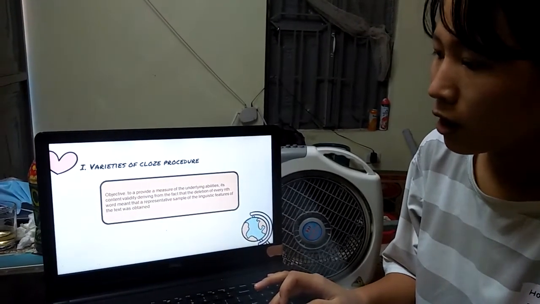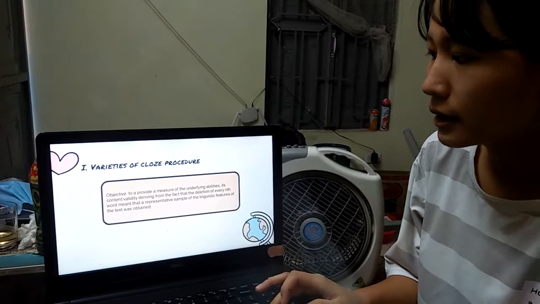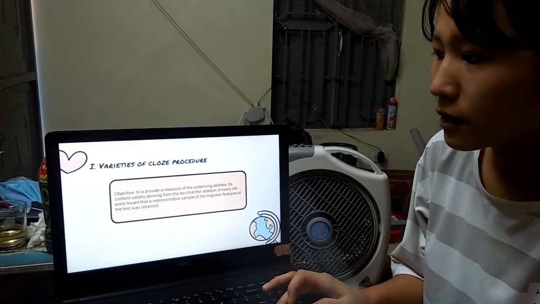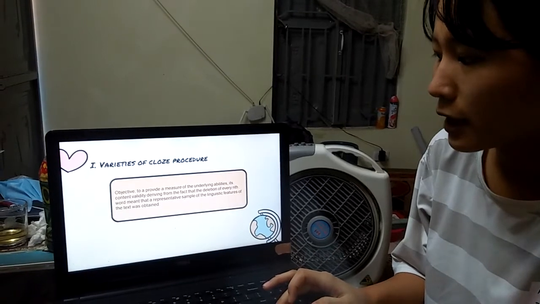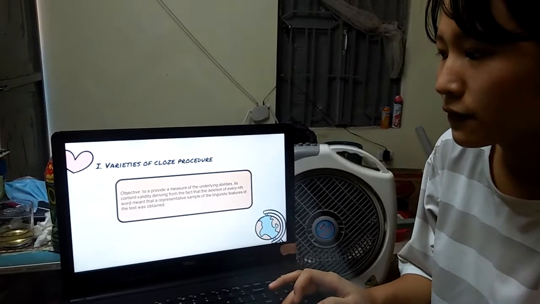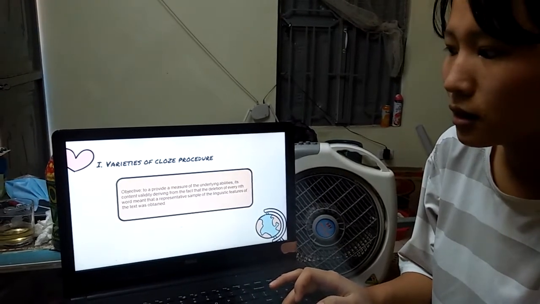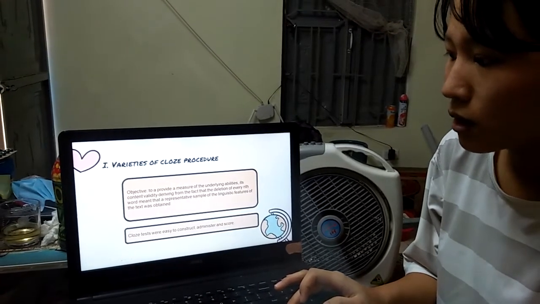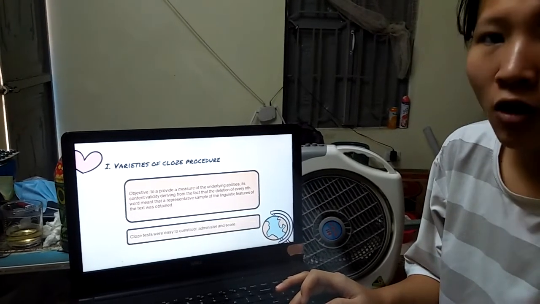The objective is to provide a measure of the underlying ability. Its content validity derives from the fact that deletion of every nth word means that a representative sample of the linguistic features of the text was obtained, and cloze tests were easy to construct, administer, and score.